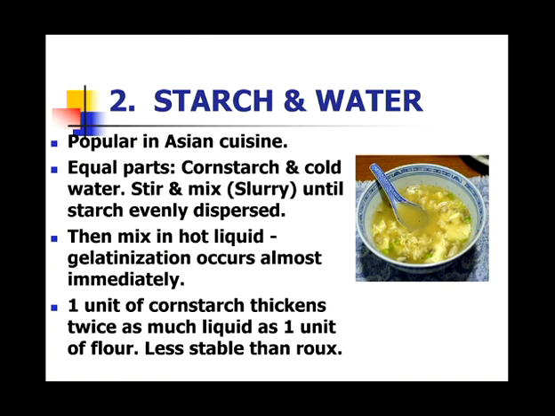One unit of cornstarch thickens twice as much liquid as one unit of flour, but it's less stable as the roux. Roux is much more stable than the cornstarch. So all the different starch granules act differently. So after a while, the cornstarch is not going to stand in the same consistency, and you see it when you come back, it has already thinned up quite a bit, but that's the way cornstarch is. Whereas a gravy made with all-purpose flour usually stays in that condition for a while.